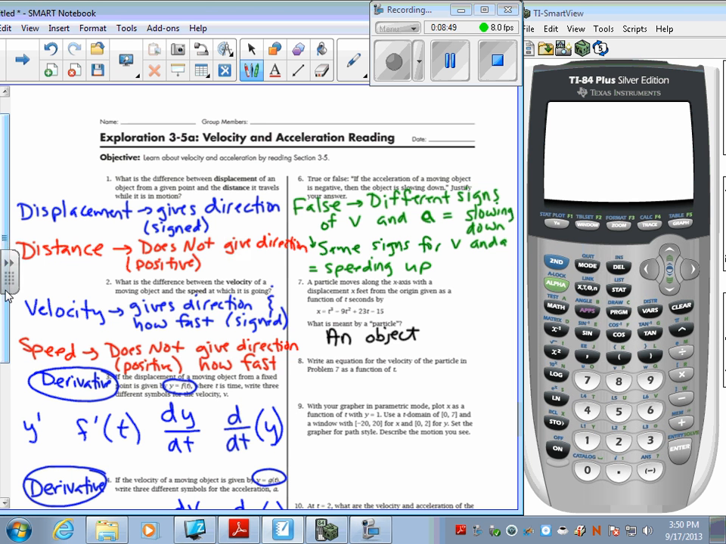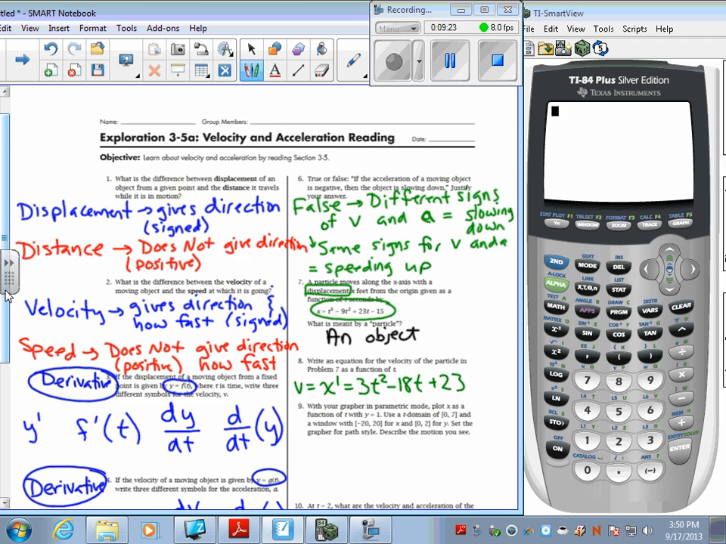Number 8, write an equation for the velocity of the particle in problem 7. Well, what was this equation in problem 7? We have this thing right here, and that represents the displacement. So the velocity is the rate of change of displacement, which means the velocity is actually the derivative. So my velocity is going to be 3t squared minus 18t plus 23.